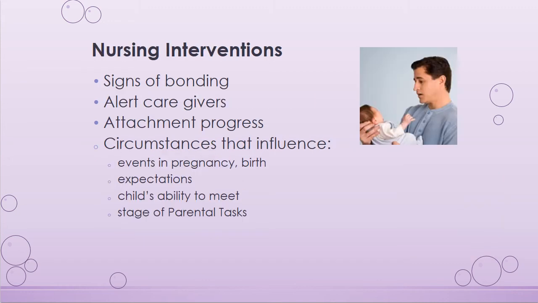We want to look for signs of bonding. We want to be alert caregivers. We talked about attachment in postpartum, and we talked about what we might expect from postpartum depression. Those are some of the things that go hand in hand with the newborn. Circumstances that influence it include events in the pregnancy or birth, maybe their expectations were not met. Maybe it's just that they had a rough delivery or a rough pregnancy, and so they're not bonding as well. We have to be alert and we have to intervene if that's what we're seeing.